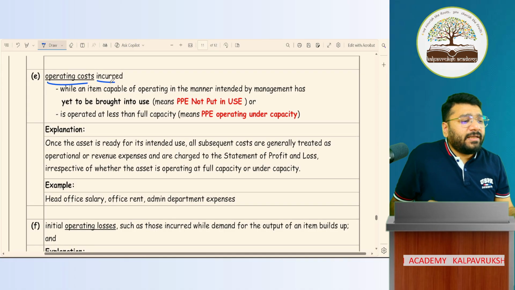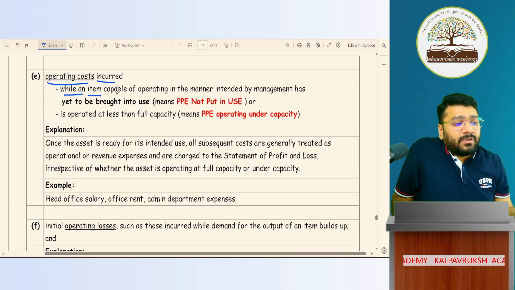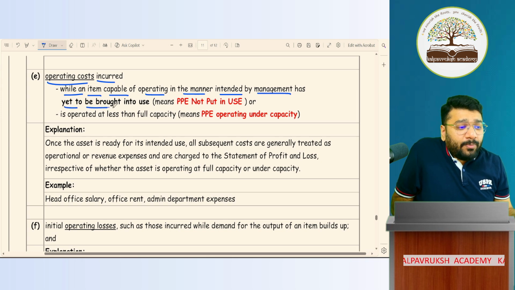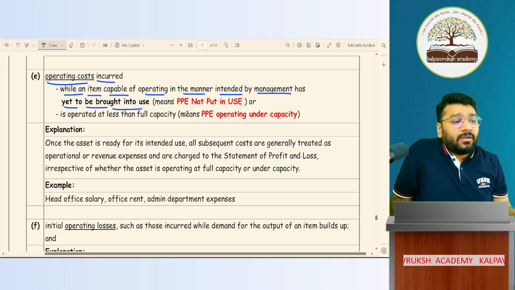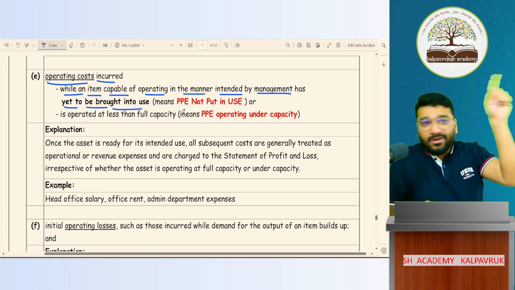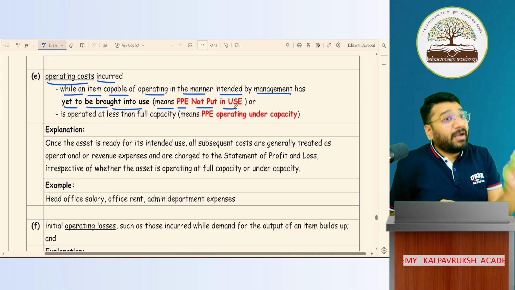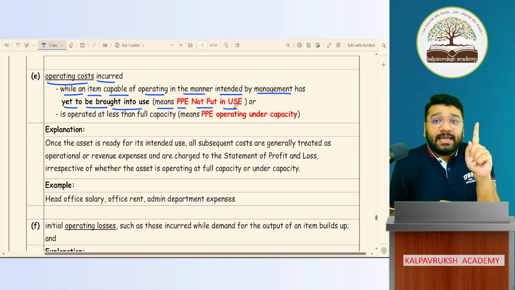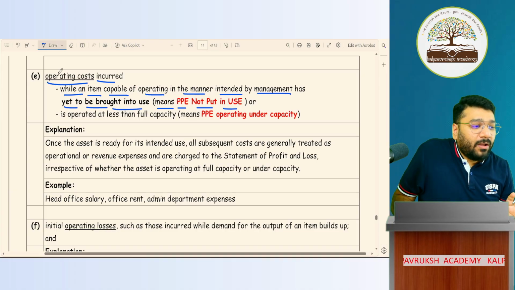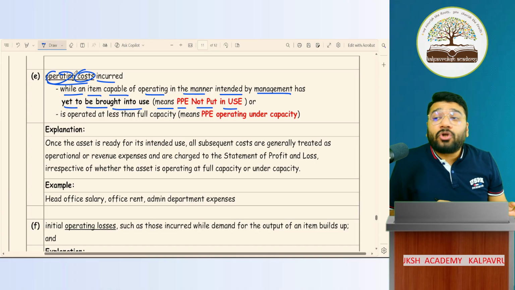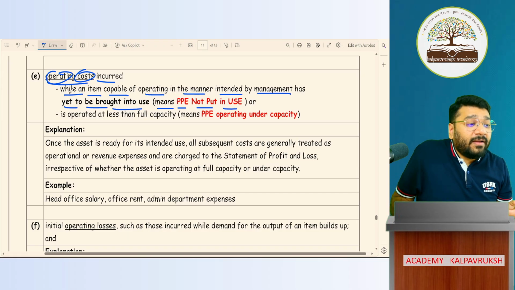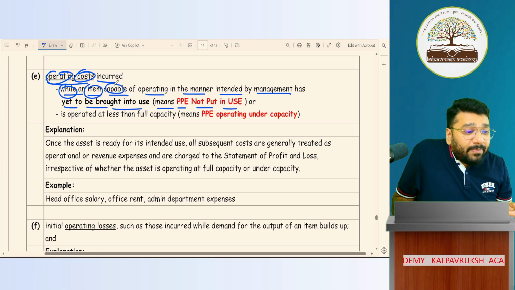Next, operating cost incurred while an item capable of operating in the manner intended by the management has yet to be brought to use. What does that mean? PPE ready for use, but not put to use. Again, I'm reading, listen to the line very carefully. I'm going to incur some cost. Which cost? Operating cost, incurred while an item is capable of operating.